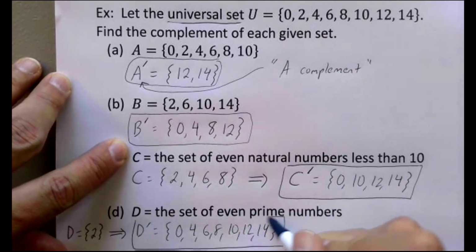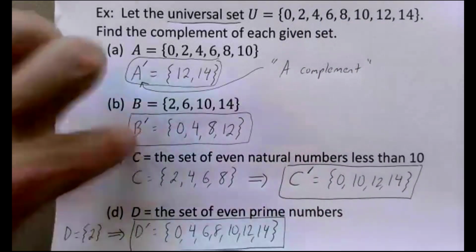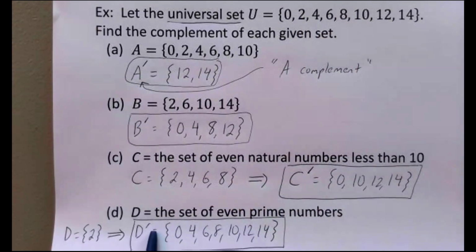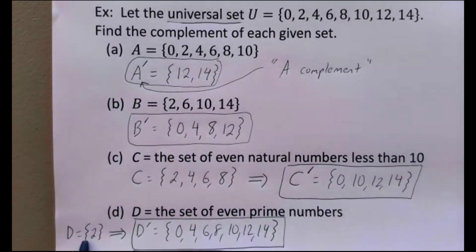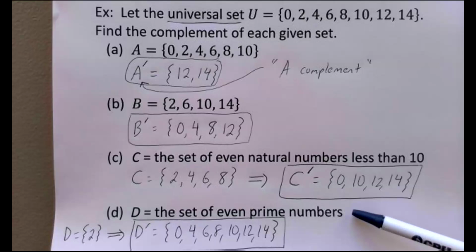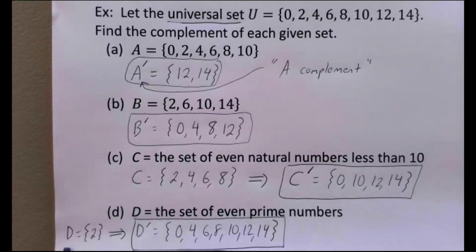So this is my final answer. That is D complement. This is just another way to say D, right? D was given with a word description as the set of even prime numbers. That just translates into roster method as D equals the set consisting of the element 2.